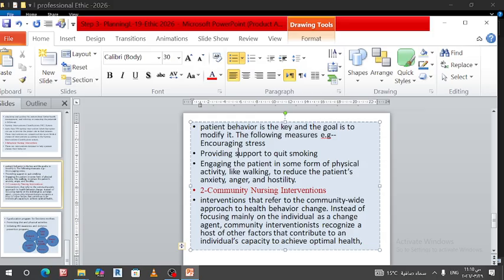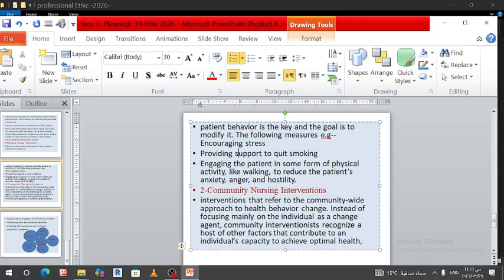It follows measuring, encouraging steps, providing support to quit smoking, and engaging the patient in some form of physical activity like walking to reduce the patient's anxiety and anger. All this is behavioral planning.